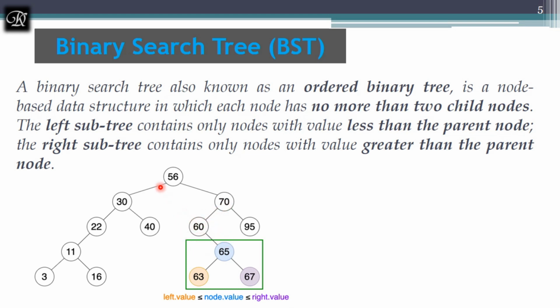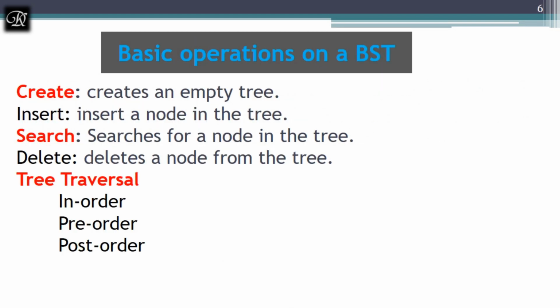Similarly, here you can also note down there are no duplicate values. There is no chance for duplicate values in the binary search tree. Even if you try to insert duplicate values, it is not going to allow you to create them. It will take only unique values.